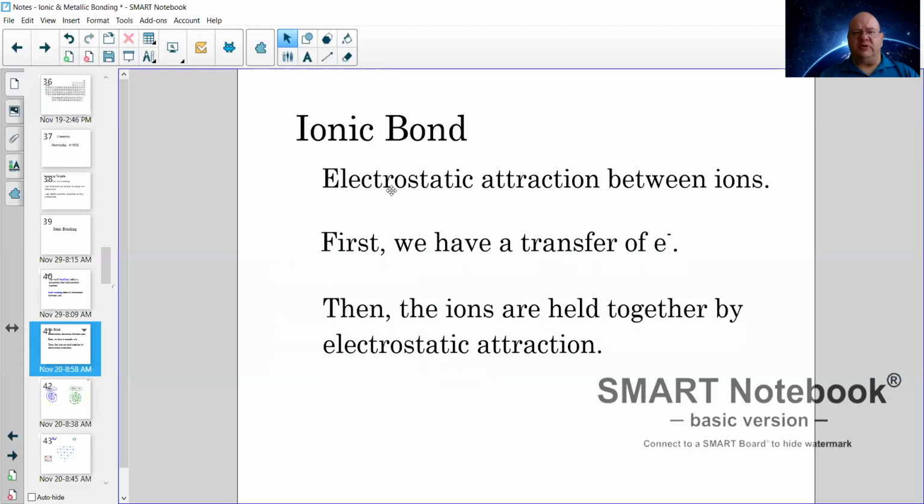There's an electrostatic attraction between ions. That is what makes an ionic bond. So two things have to happen. First, we have to have a transfer of electrons to form the ions in the first place. That was what section 7.1 talked about, the formation of ions. Positive ions are cations, negative ions are anions. Then the ions themselves will be held together by those attractions. Once we form the ions, the positives and negatives cling to each other.